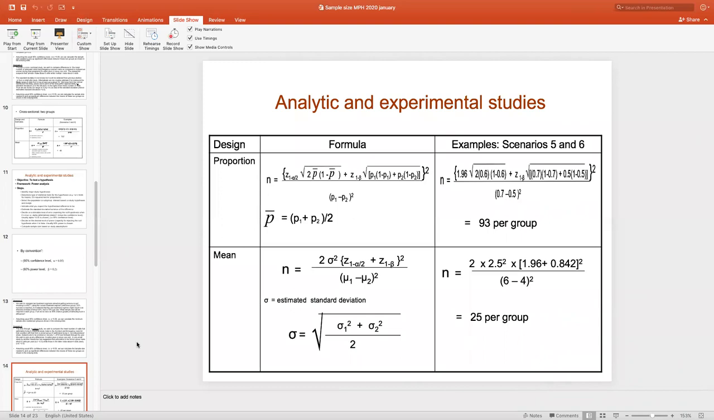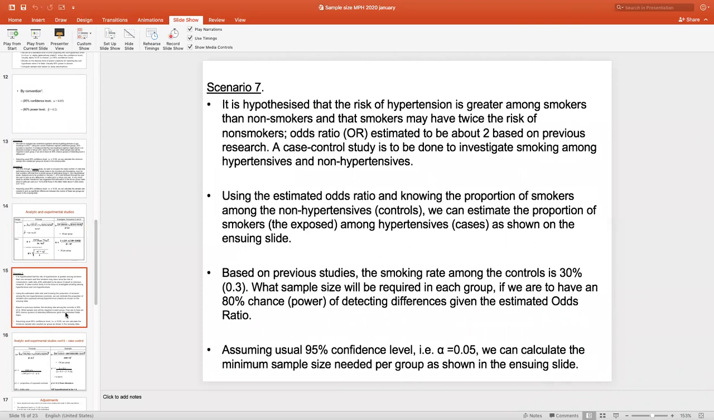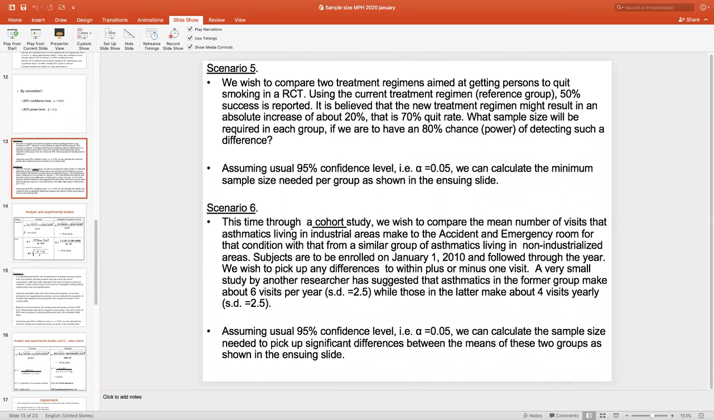Similarly, if you want means, instead of comparing proportions, you wish to compare means. This time, let's say you're doing a cohort study, whether retrospective cohort or prospective cohort. And here I've chosen a prospective cohort. You wish to compare the mean number of visits that asthmatics from a certain area make to asthmatics from another area. For example, Beverly Hills versus Riverton City. Or we could have talked about people who ride at Dover versus people who drive on the university campus. How often do they come to x-rays due to fractures?